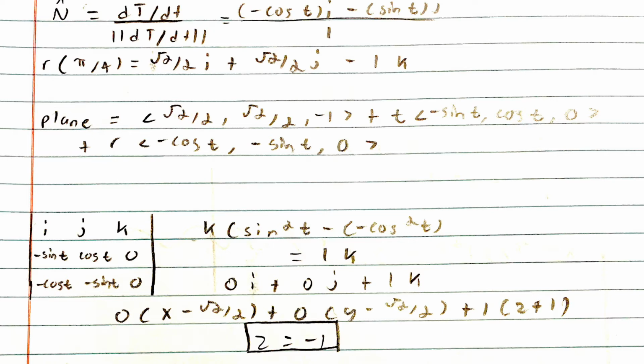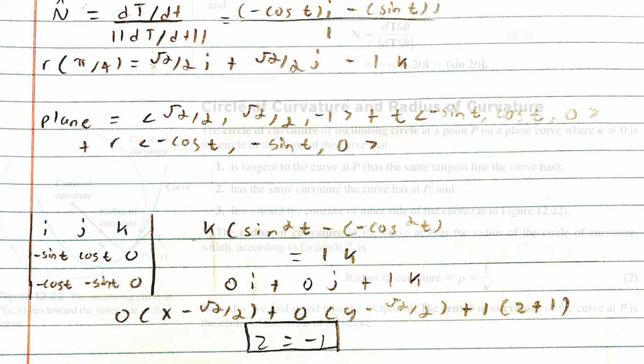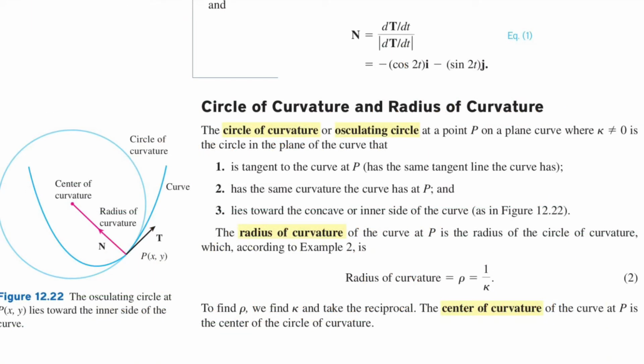Alright, so that is going to wrap up our example for the osculating plane. And now let's dive into the circle of curvature. So the book defines the circle of curvature as the circle that's made at a certain point in a curve. And in order to do this, you need to obtain the radius of curvature, rho, which is just going to be the inverse of the curvature.